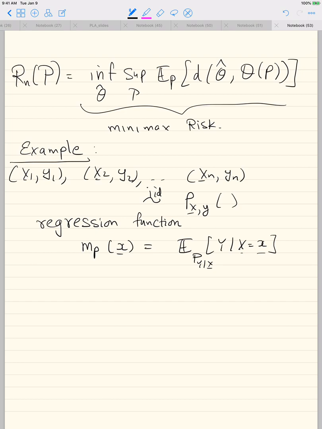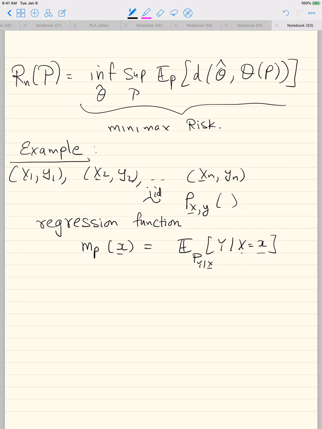I don't have the joint distribution, so I don't have the conditional either. What I have is n samples. And from n samples, given any x, I want to make the best estimate for my label. And for that, I ideally want to compute EP of y given x, the conditional mean of y.